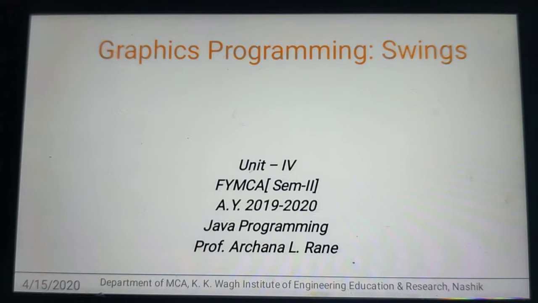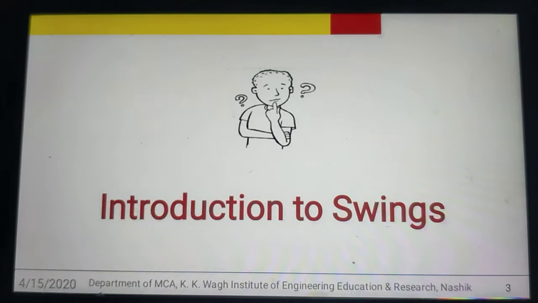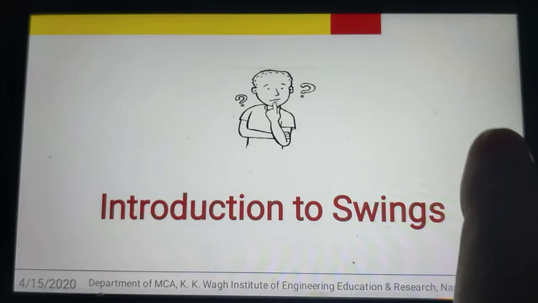In this video lecture, we are going to discuss Graphics Programming Part 7, that is Introduction to Swing. These are the topics that I am going to cover during this lecture: Introduction to Swing, the advantages of Swing over AWT, MVC architecture of Swing, features of Swing, what components we get in Swing, and how to handle events in Swing. Let's start with the introduction to Swing.